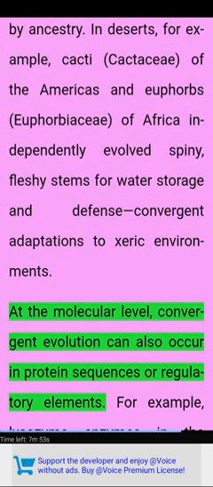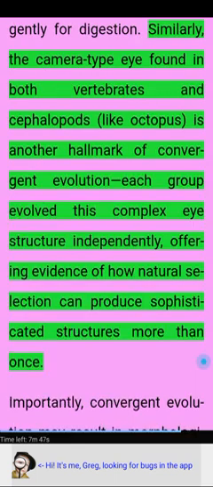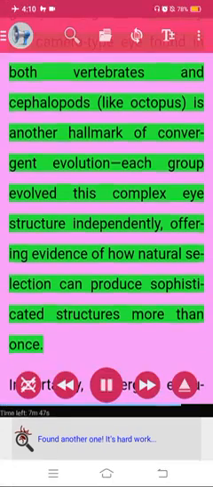At the molecular level, convergent evolution can also occur in protein sequences or regulatory elements. For example, lysozyme enzymes in foregut fermenters like cows and langurs evolved convergently for digestion. Similarly, the camera-type eye found in both vertebrates and cephalopods like octopus is another hallmark of convergent evolution. Each group evolved this complex eye structure independently, offering evidence of how natural selection can produce sophisticated structures more than once.